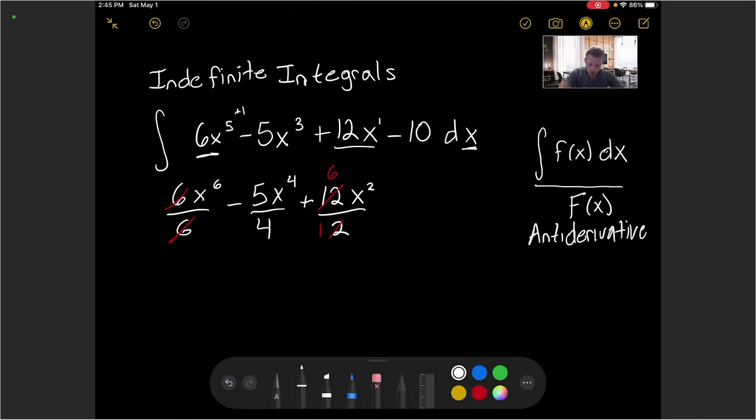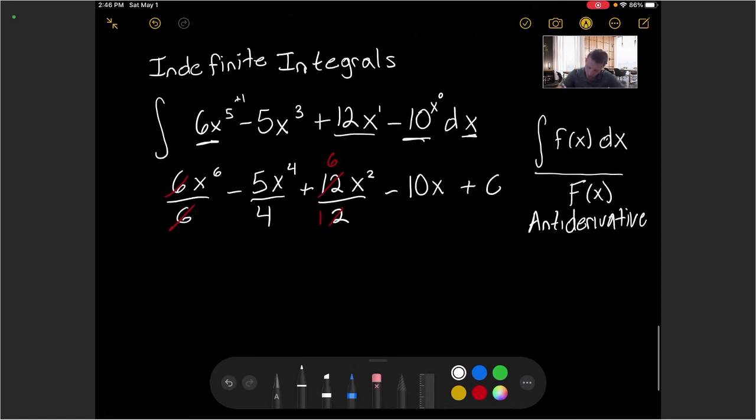And then the last term is a constant. Whenever I have a constant, we can imagine that there's really an x to the 0 hanging out beside it. And so we want to raise the power by 1. That would be a minus 10 x to the first power divided by 1. That'll just stay as 10x. And then with any indefinite integral, we want to add a constant, plus c, so that we can describe all antiderivatives of the original function.